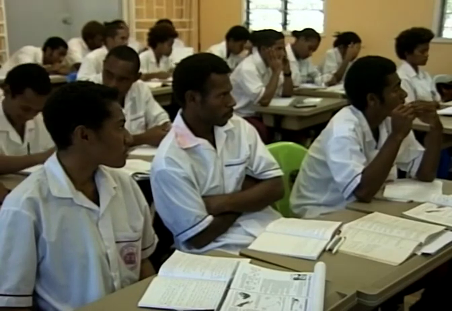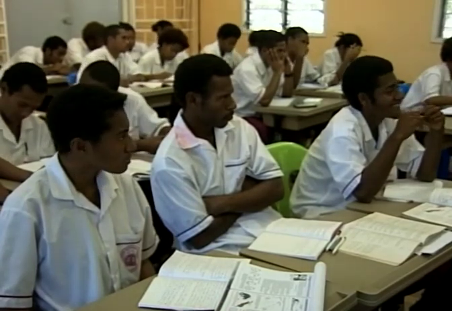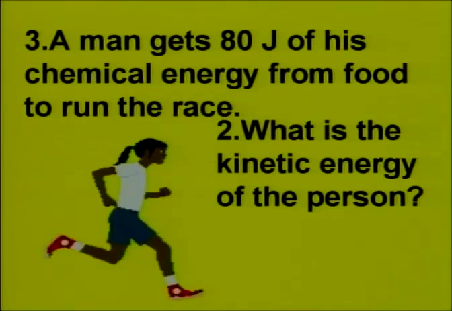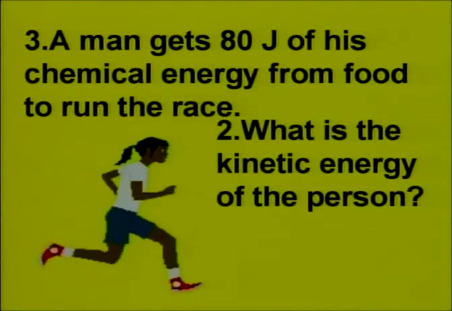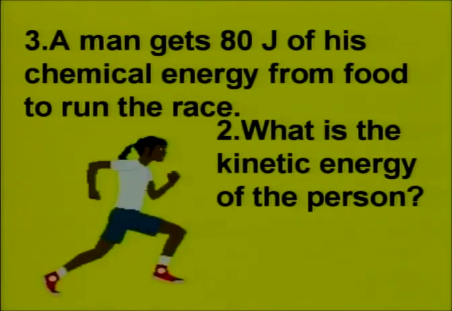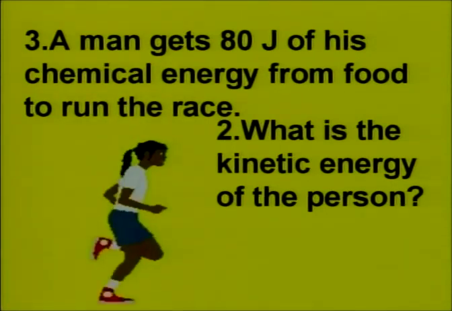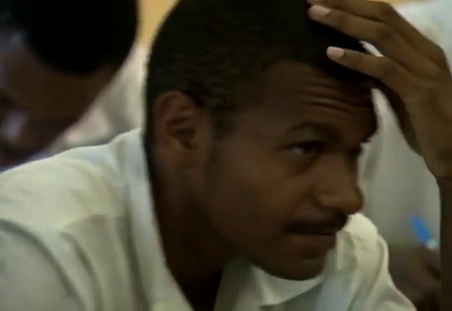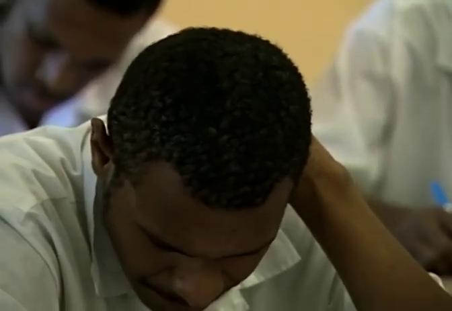Okay, now moving on to the last question. What is your answer to question number 3? The kinetic energy of the person is 80 joules. Right, that is 80 joules. That is quite correct, and he's right. So the answer for question number 3 will be 80.